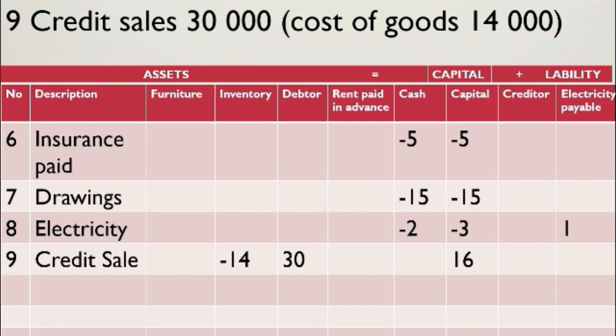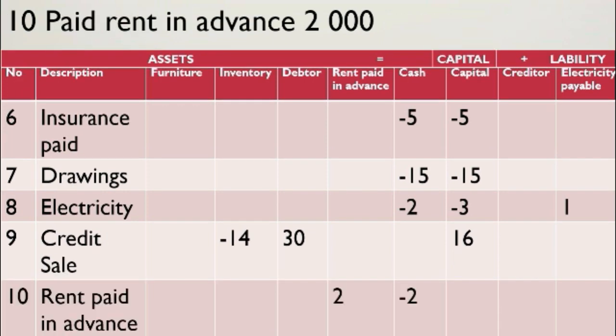So we are making a sale worth 30,000 and the cost of those goods is 14,000. So we know we have to adjust the profit or loss to the capital account. Here we are making a profit worth 16,000. So we can go to the capital column and add 16,000 to it. So inventory asset is reducing by 14,000. Debtor asset is 30,000. So the net of assets is 16,000. Capital is increased by 16,000 because of the profit. So 16,000 is equal to 16,000. The transaction is balancing.